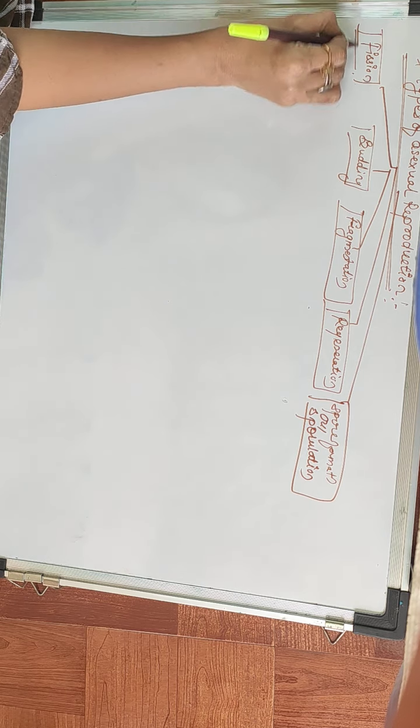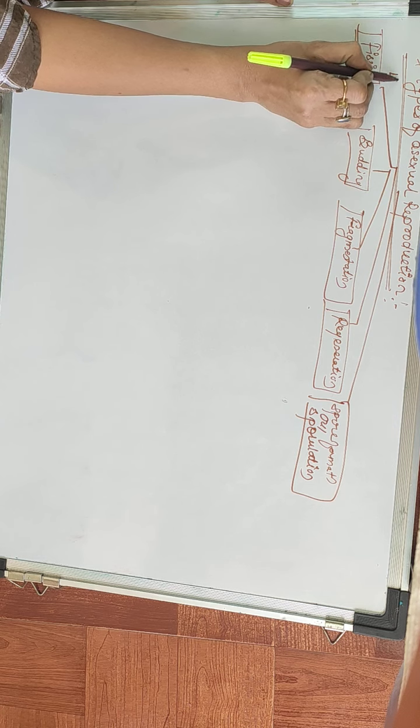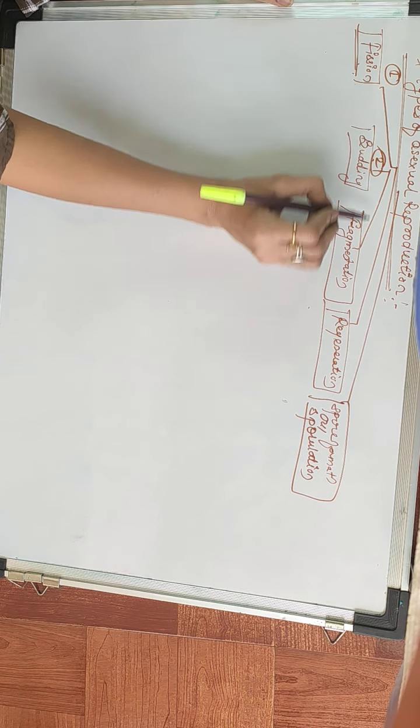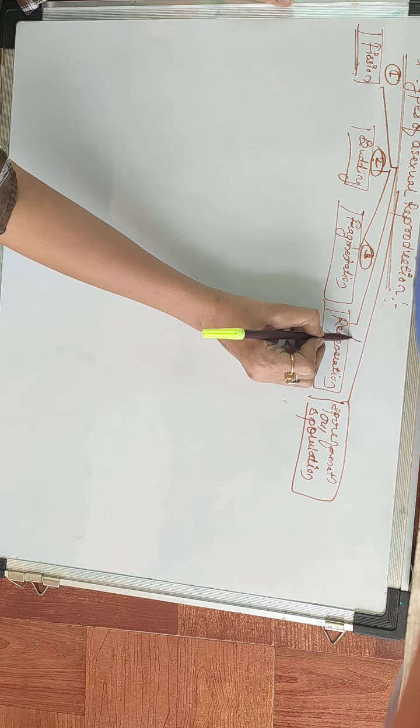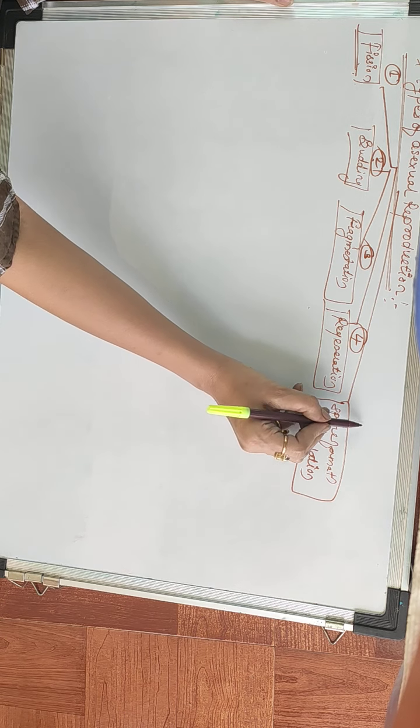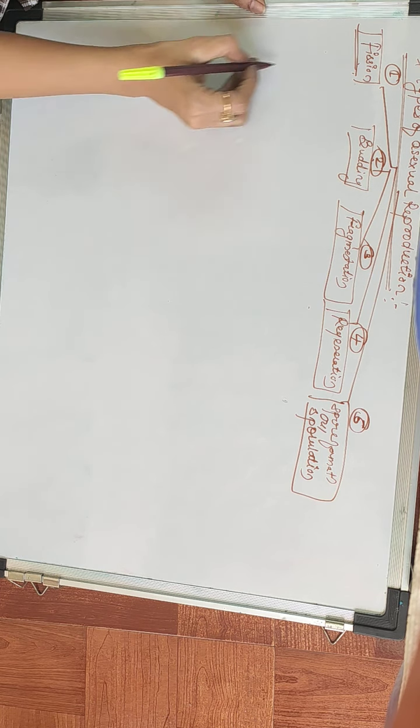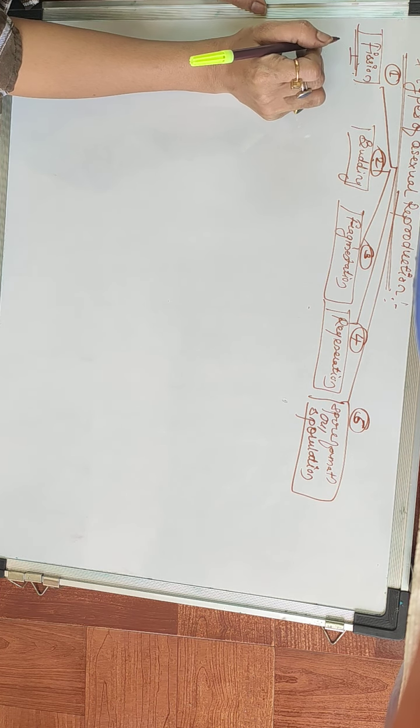Now we'll start with the first. So asexual reproduction is further classified into five different types: first fission, second budding, third fragmentation, fourth regeneration, and fifth sporulation, or we can say spore formation. So we will start with fission.